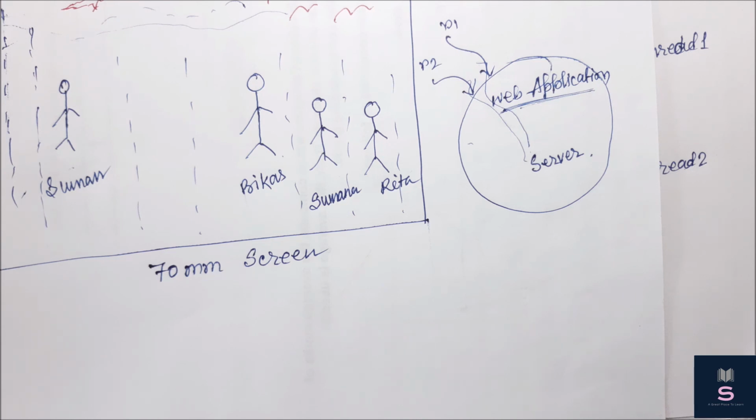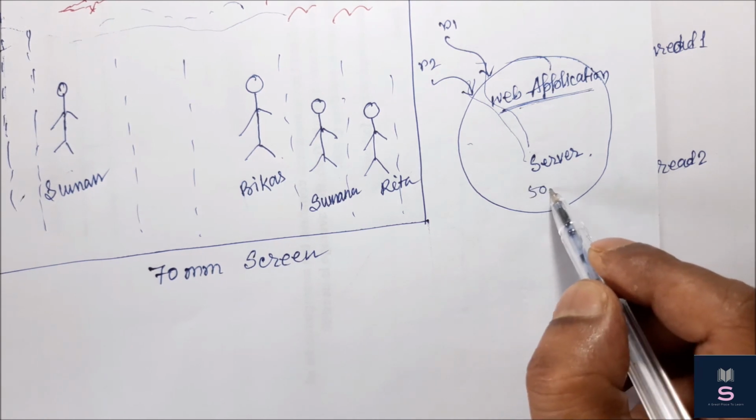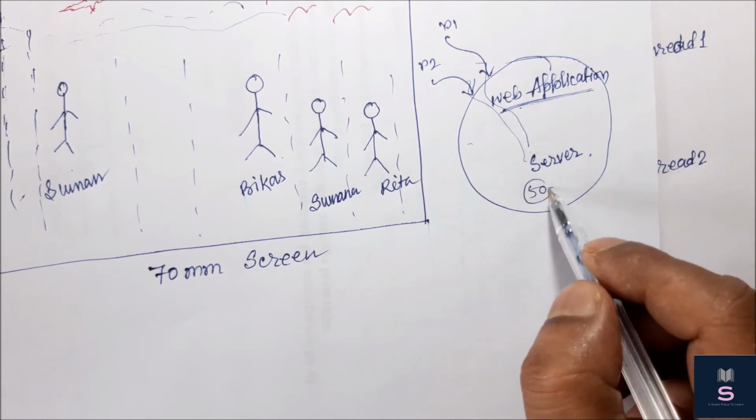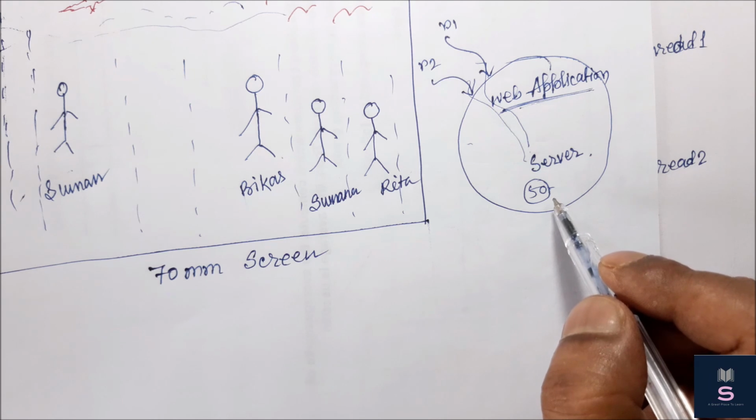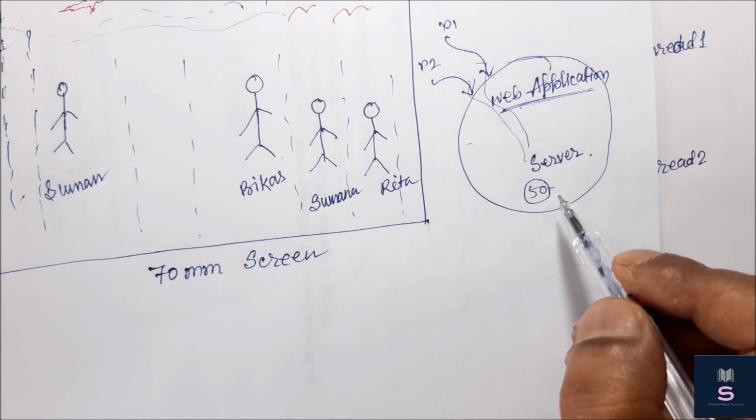So what happens if I implement it using the multi-threading concept? Actually, all servers are implemented using multi-threading internally. At a time, for example, in a server we have 50 or 60 threads, so it can handle 50 or 60 requests at a time, which reduces the response time to the client.